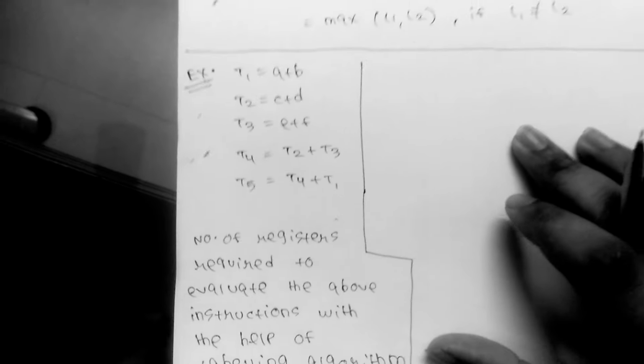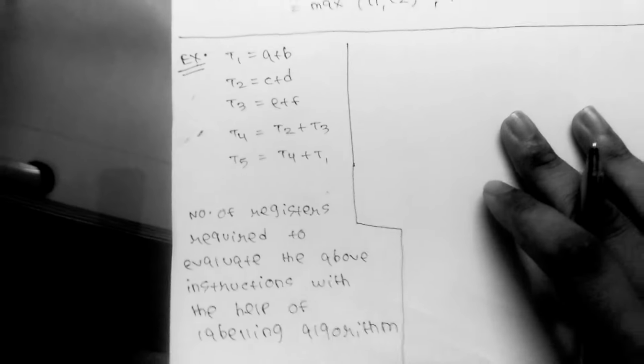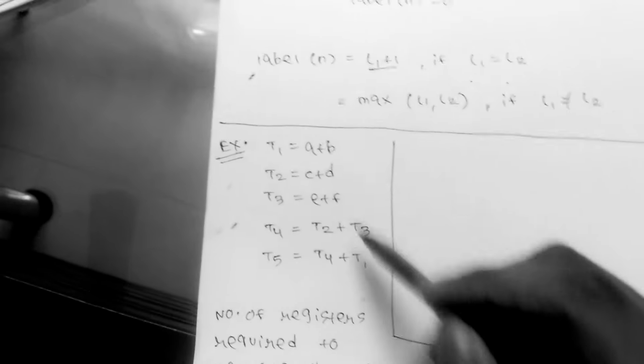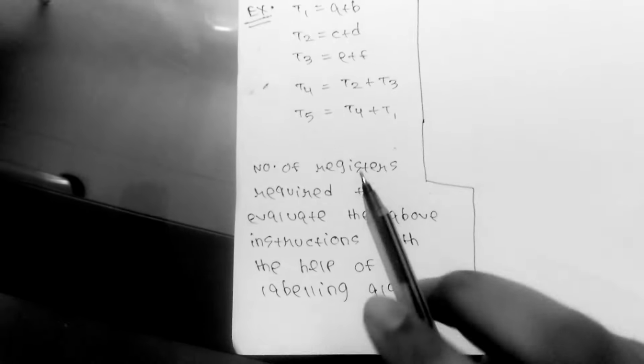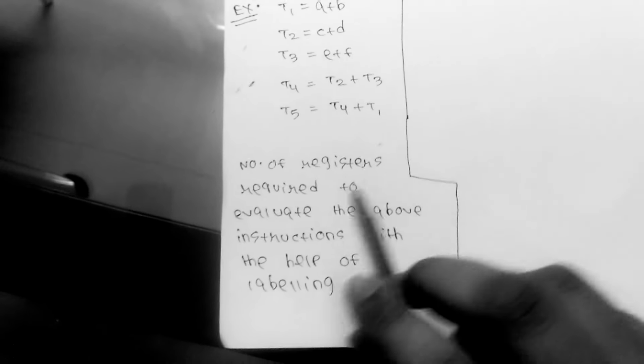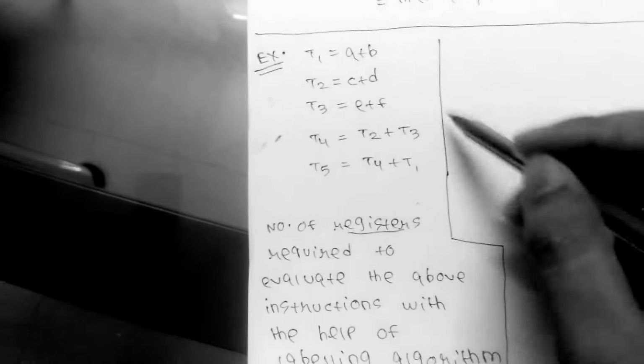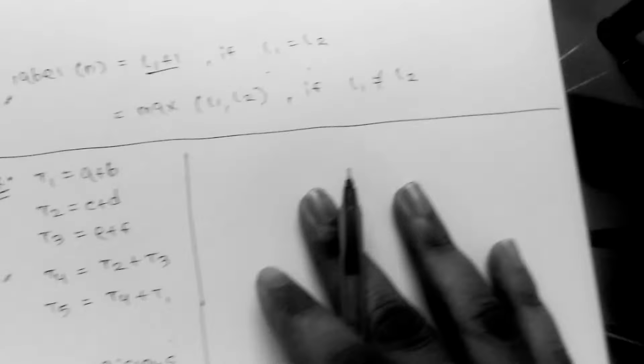So in the exam you will find that some random instructions will be given to you, and you will first have to design the tree as per the given instructions. You will be asked the number of registers required to evaluate the above instructions with the help of the labeling algorithm. By designing the tree, you just have to determine the number of registers required to evaluate. So forget about the registers. I will first show you how you can design the tree with the help of these instructions. Okay, so watch it carefully.